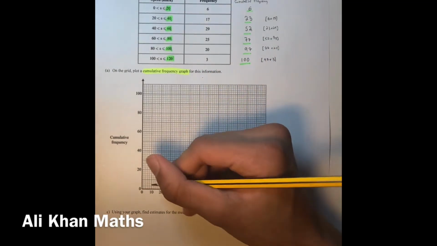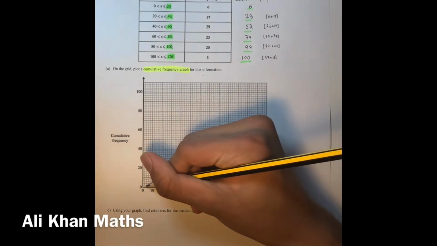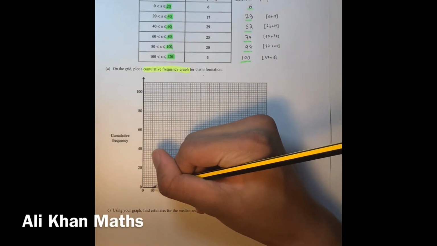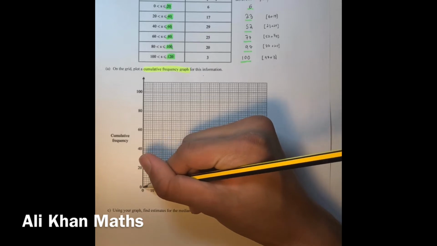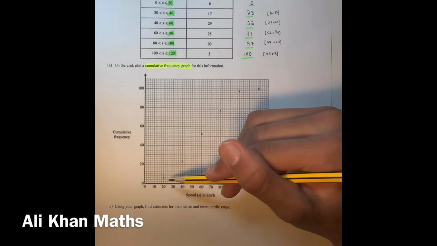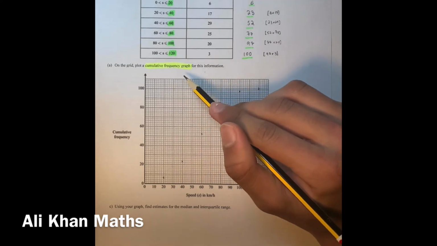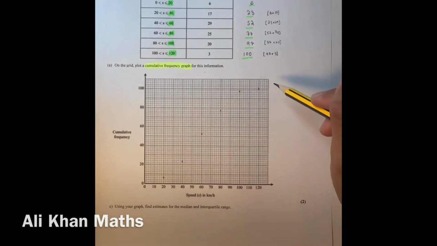We can use a scale to work out how much each little box has in value. What I mean by this is that we can see that there are 5 small boxes from 0 to 10, which means that each small box has a value of 2. Now I've plotted each of these points, as can be seen here, but to turn this into a cumulative frequency graph, we have to join them in a smooth curve.